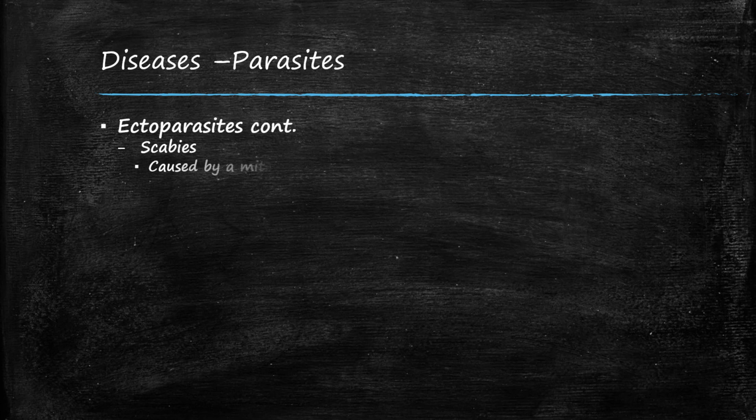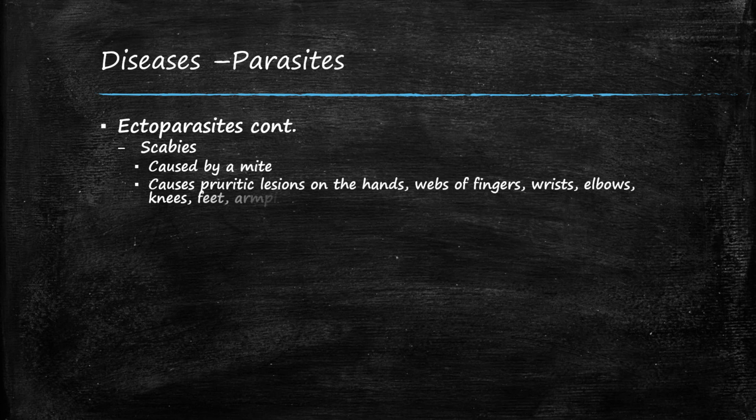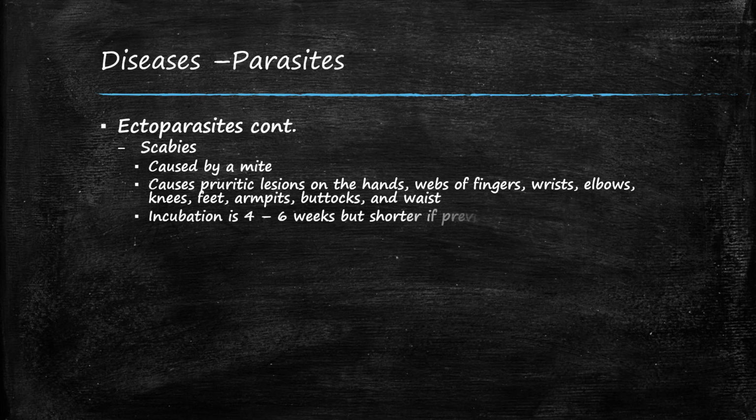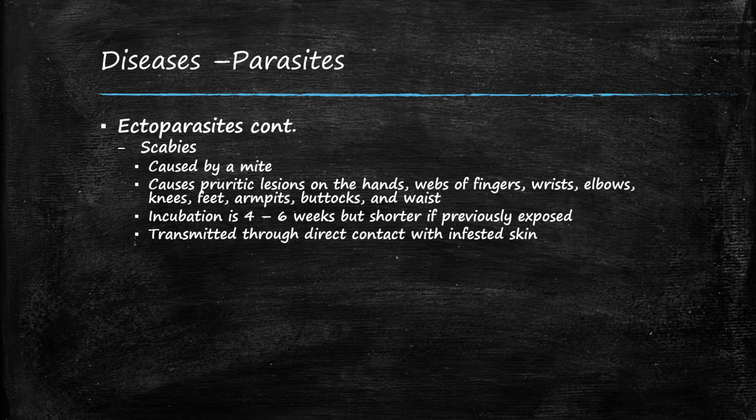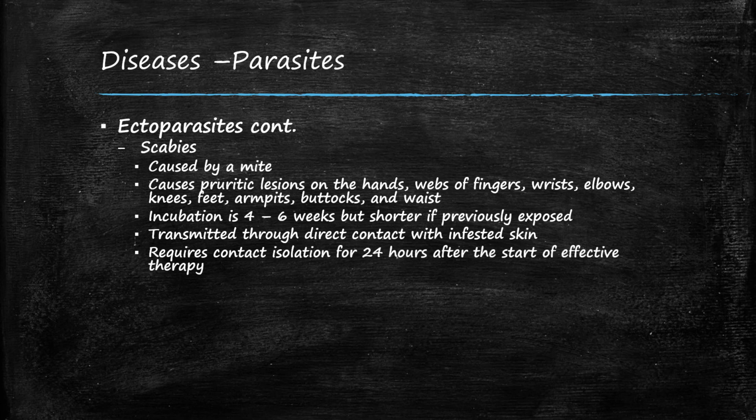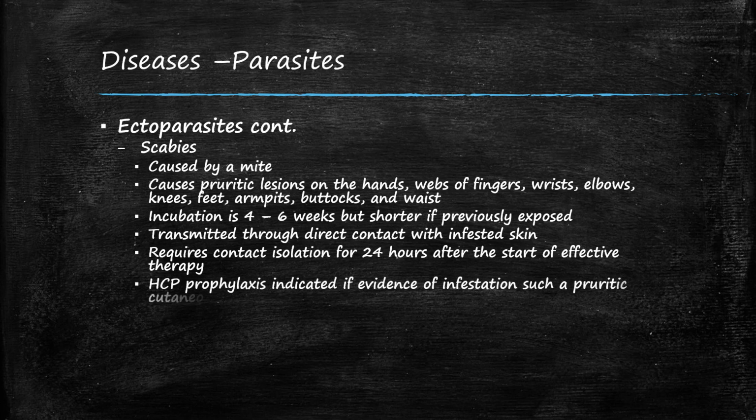In addition, scabies is an ectoparasite caused by a mite. It causes pruritic lesions on the hands, web of fingers, wrists, and elbows. The incubation is 4 to 6 weeks, but can be shorter if previously exposed. It is transmitted through direct contact with infested skin, and requires contact isolation until 24 hours after the start of effective therapy. Healthcare provider prophylaxis is indicated if infestation occurs, such as a pruritic cutaneous rash.